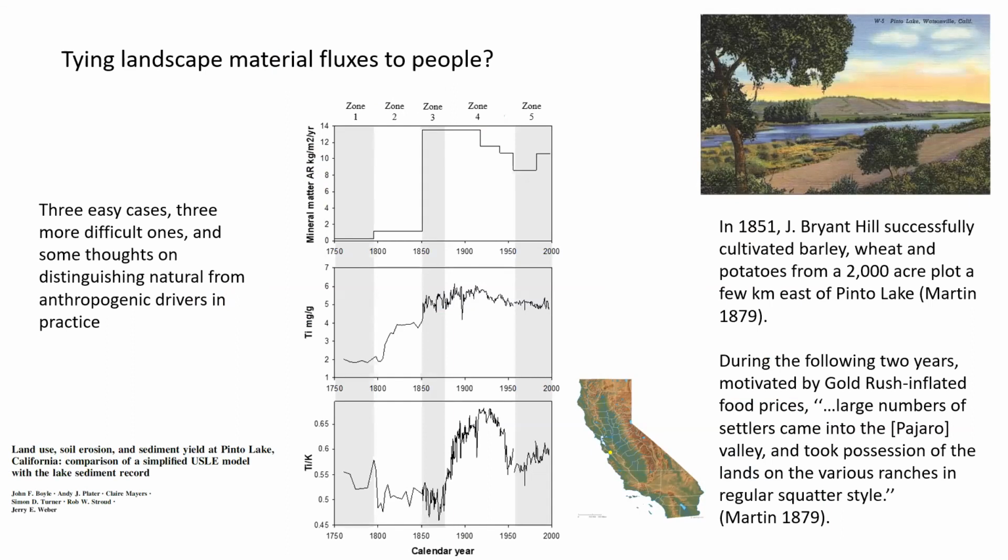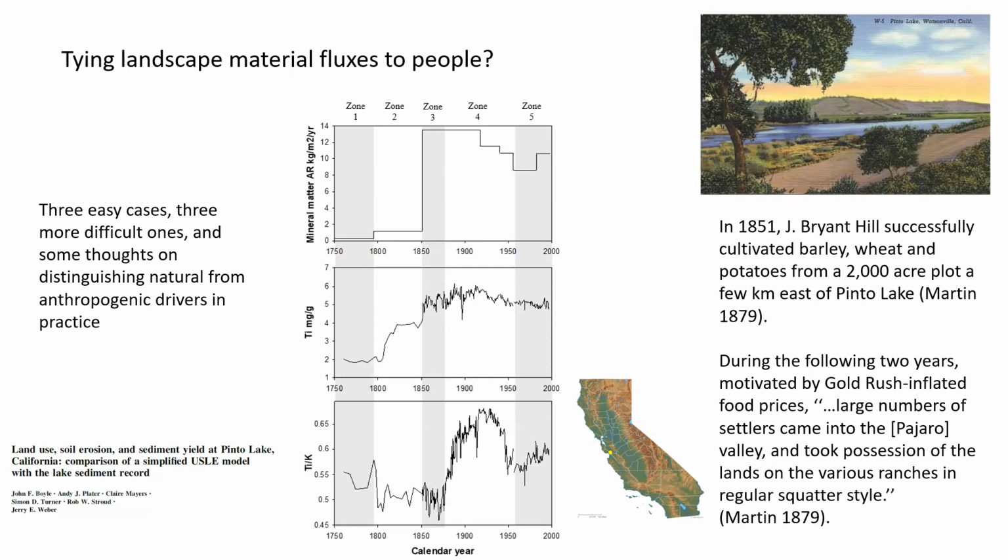Sometimes it's very easy. And this is an example from California. And it's easy because the Pajaro Valley, in which the lake was situated, was converted from annually burned perennial grasses to European annuals through European colonization of cattle in a very abrupt way. And you can see around 1800, we can see a very dramatic increase in the mineral accumulation rate.